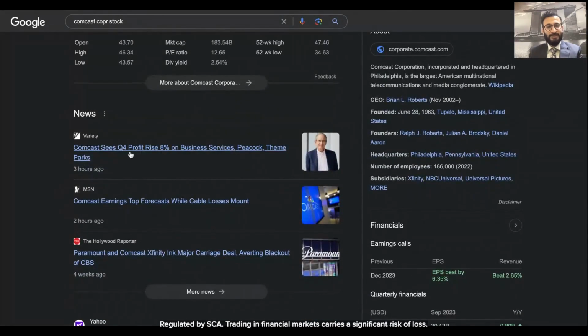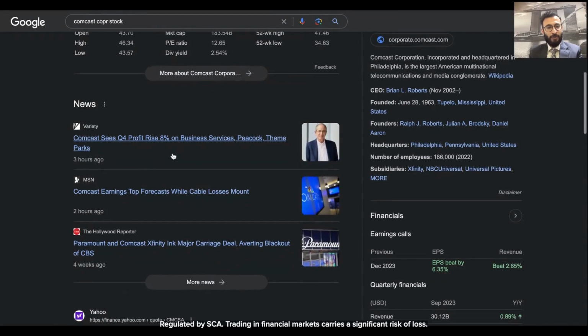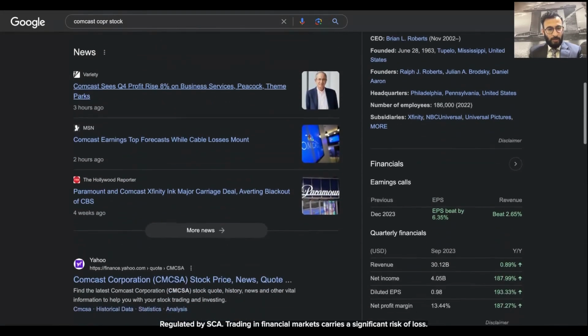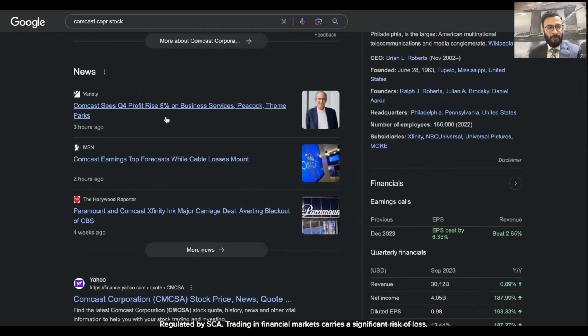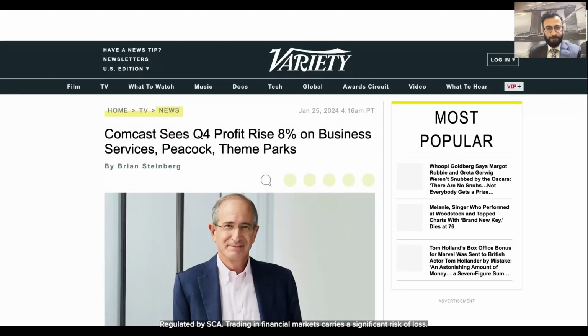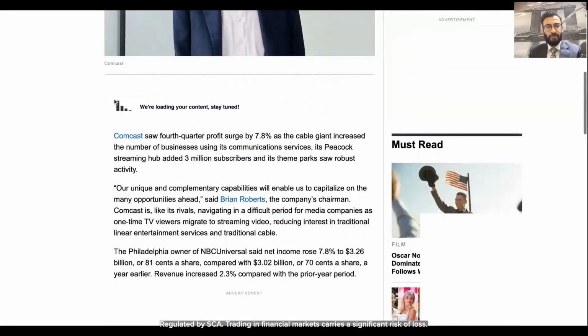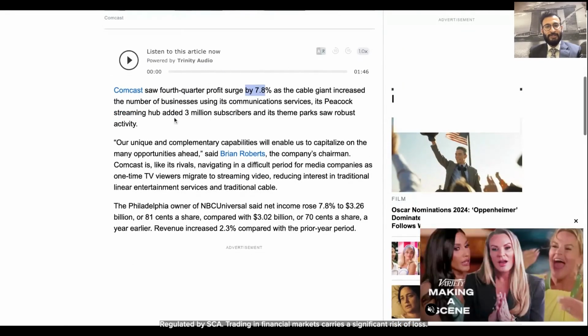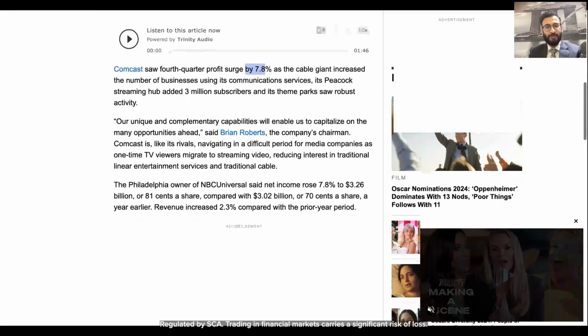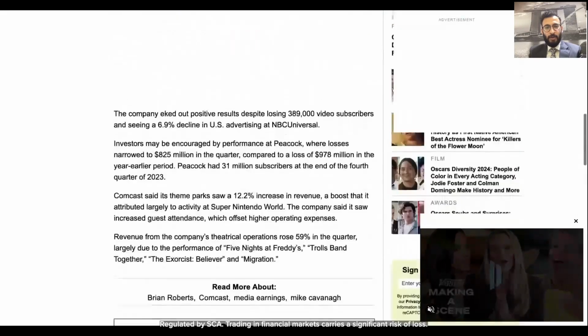Now look at this. Comcast sees Q4 profit rise 8%. This was 3 hours ago. Earnings right here: December 2023 EPS earnings beat by 6.35%, revenue beat 2.65%. Fourth quarter profit surged by 7.8% as they increased the number of businesses using its communication services. Right here, positive results.